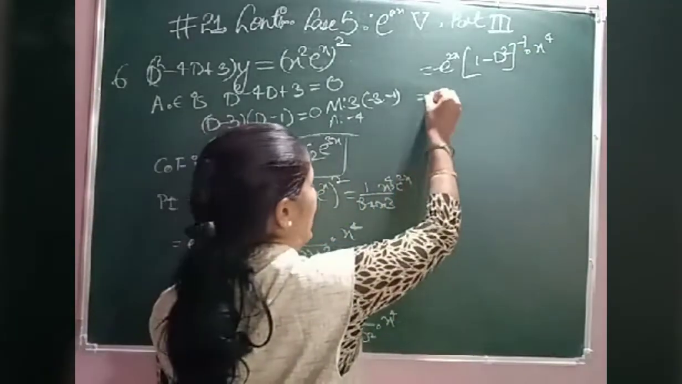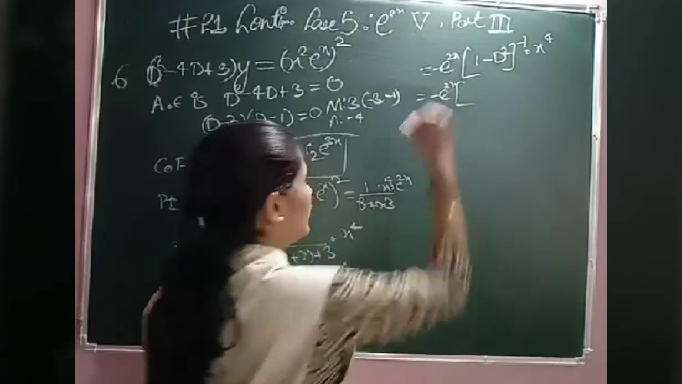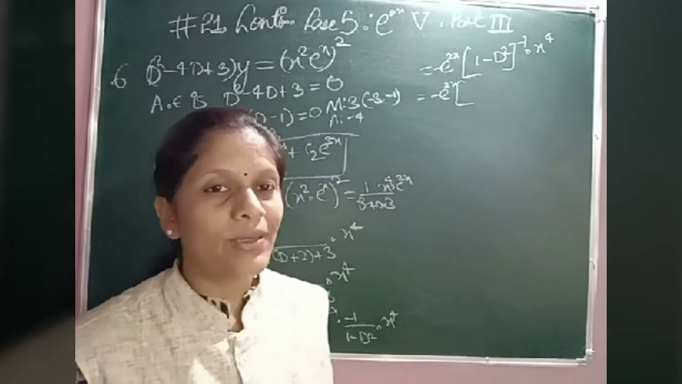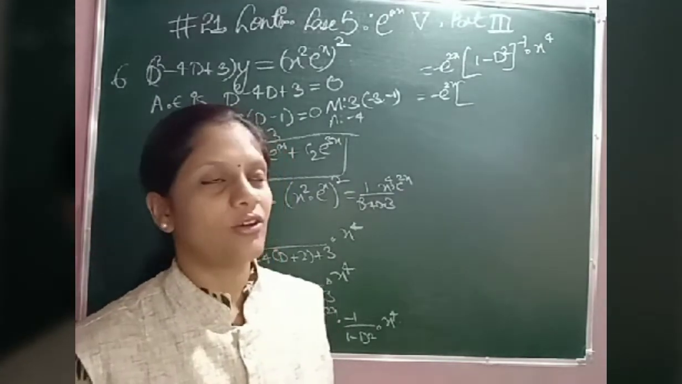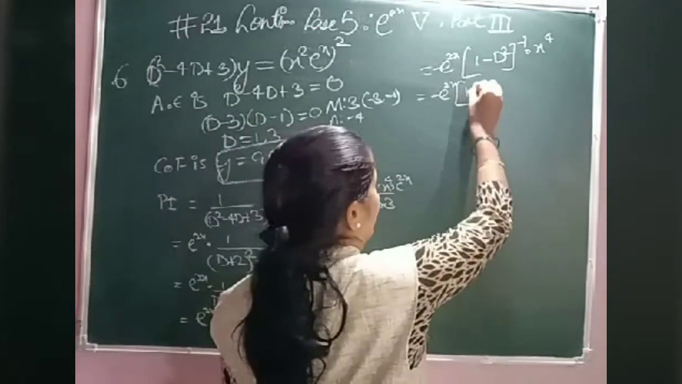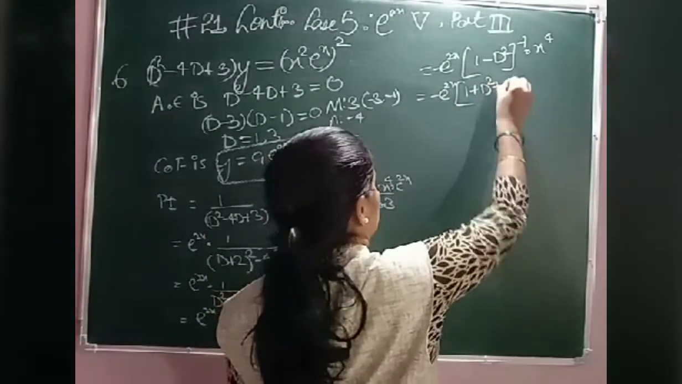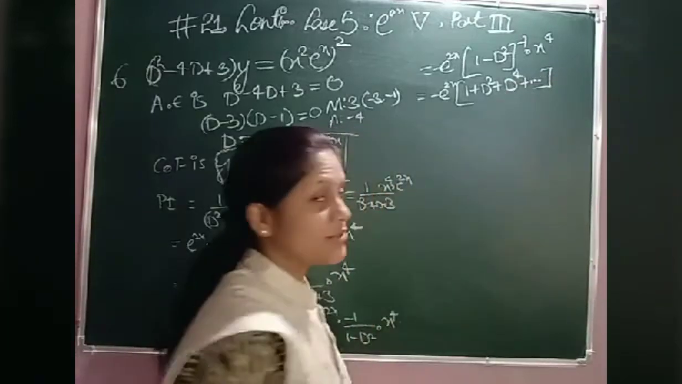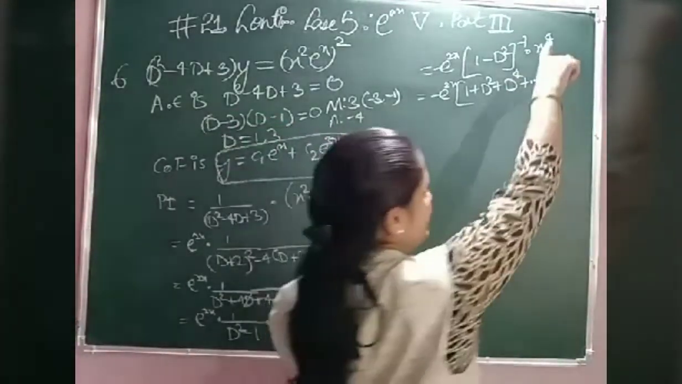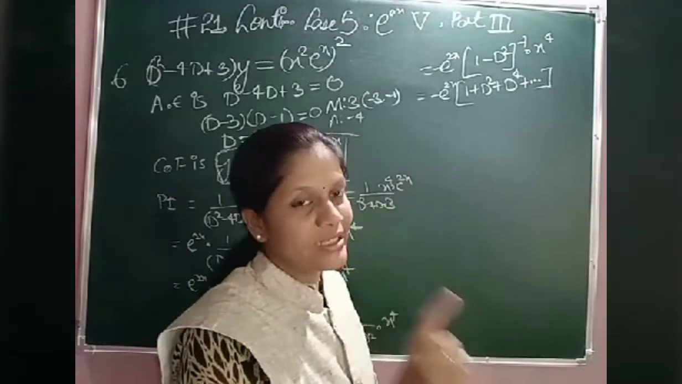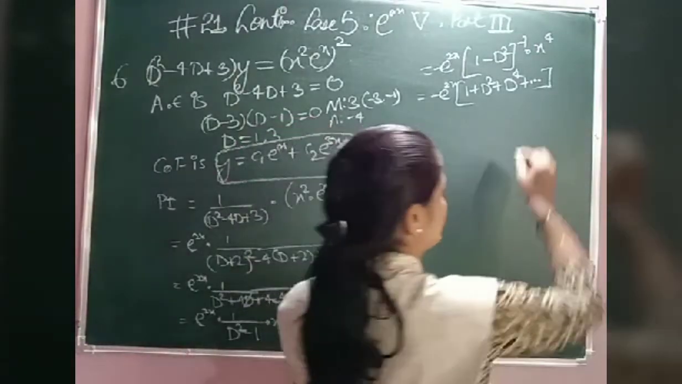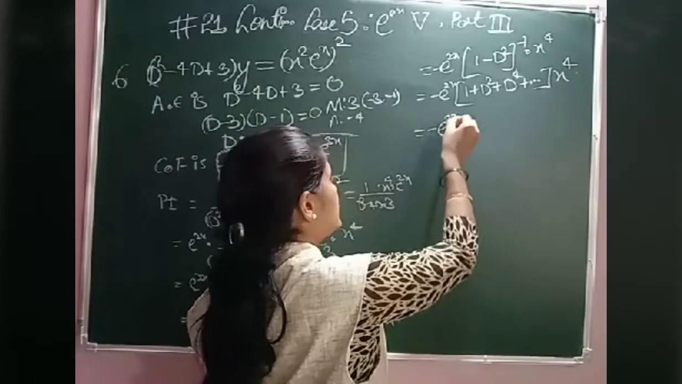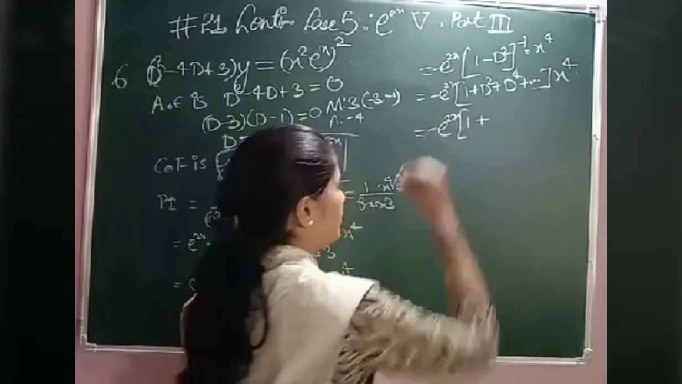So minus e raised to 2x as it is. What is (1 minus x) inverse? 1 plus x plus x square, all ascending powers of x. So here, 1 plus D square plus D raised to 4 plus so on. Why am I stopping here? Because we have to consider x power 4, so D power 4 only we have to consider. So this is nothing but minus e raised to 2x, 1 plus D square plus D raised to 4, of x raised to 4.